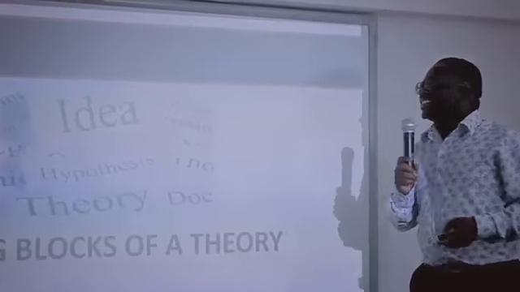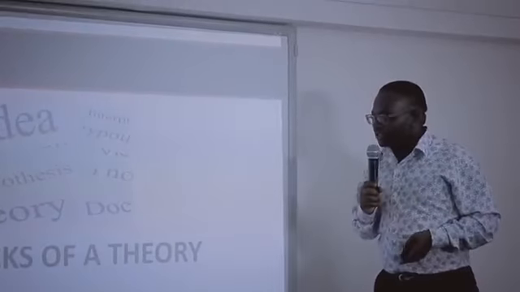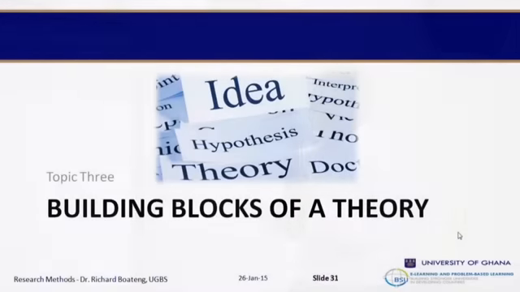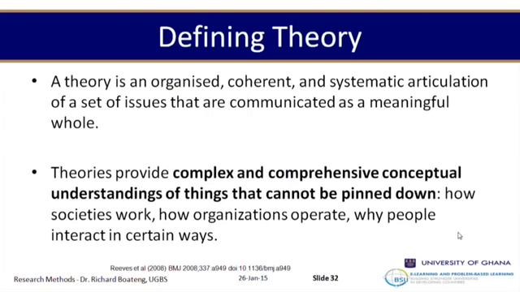Anyway, good. Now, what are the building blocks of a theory? Every theory has components. So let's go into theory a little bit. We talked about conceptual frameworks. Let's talk about theories now. We said that a theory is an organized, coherent and systematic articulation of a set of issues communicated as a meaningful whole. It means that there are certain components that come together to explain a phenomenon, so that the phenomenon will be better understood in society or can be predicted.